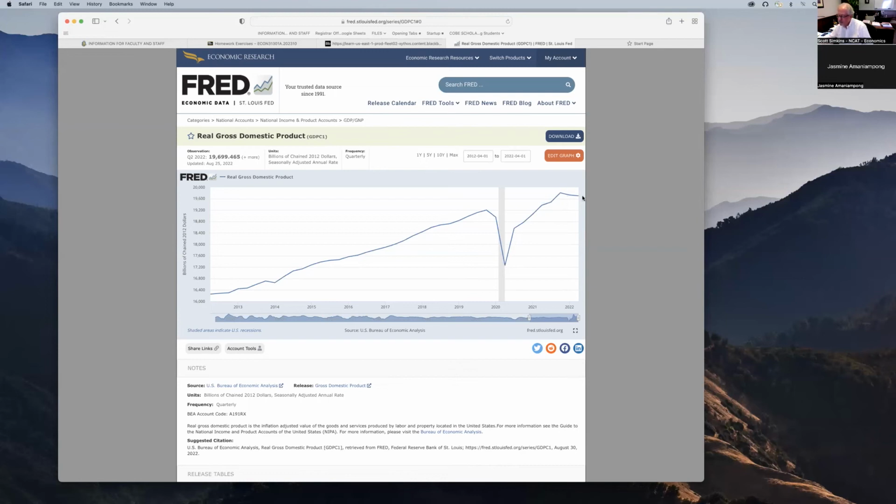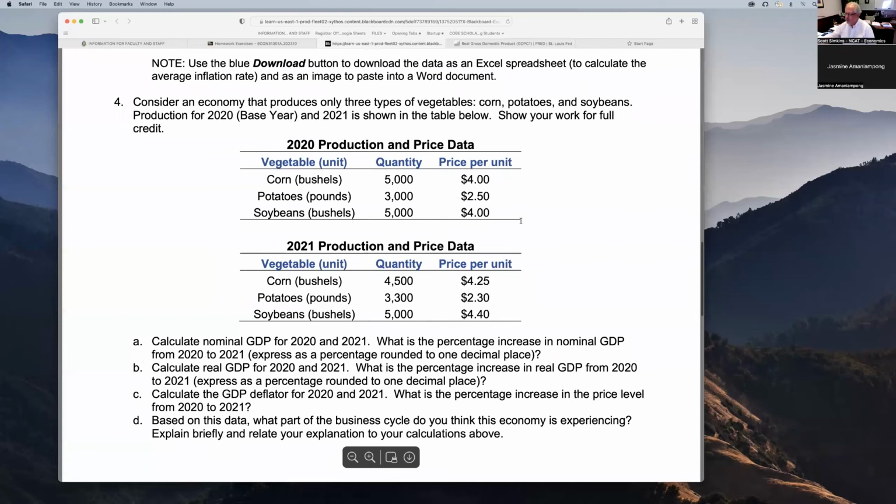If it's getting smaller, it's going down, that means that's a negative growth rate. And if that's what you find in there, well, that's what that means.